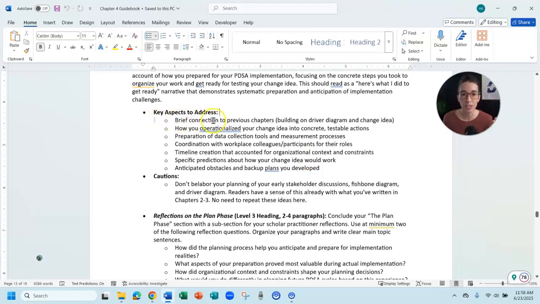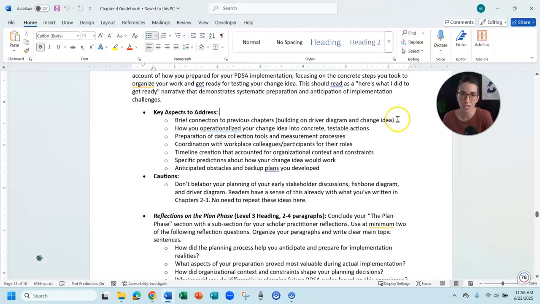A brief connection to previous chapters, building on your driver diagram and your change idea. So that means just brief. It's just like a quick mention. Do not belabor this. We have already read chapter 2. We have already read chapter 3. You're just making that connection of like, oh, yeah, that's right.